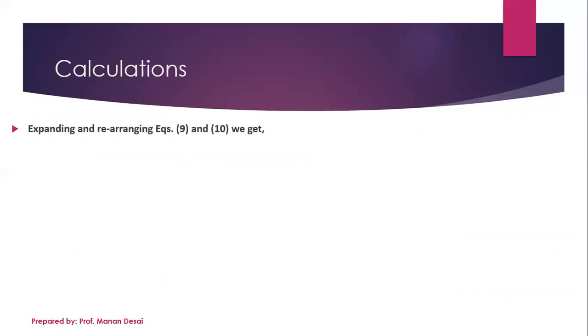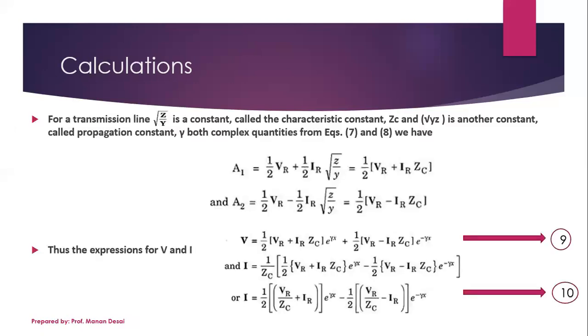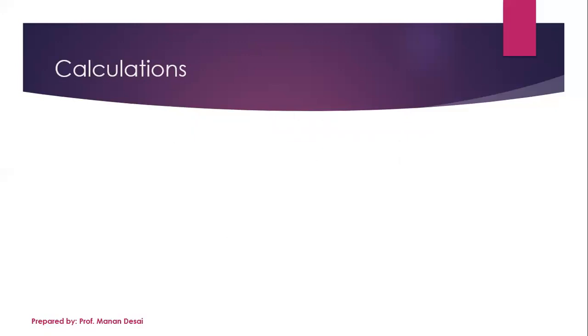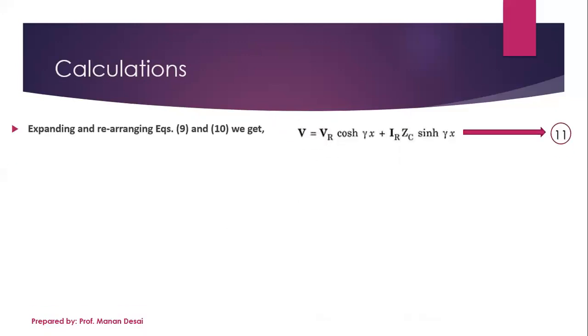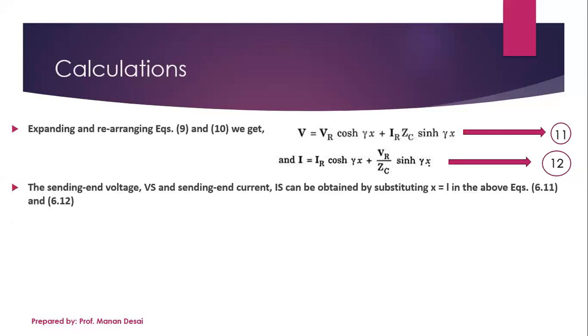Expanding and rearranging equations 9 and 10, we get the final equation 11: V is equal to VR cosh gamma X plus IR ZC sinh gamma X. And for the current: I is equal to IR cosh gamma X plus VR by ZC sinh gamma X. The sending end voltage VS and sending end current IS can be obtained by substituting X equal to L in the above equations.